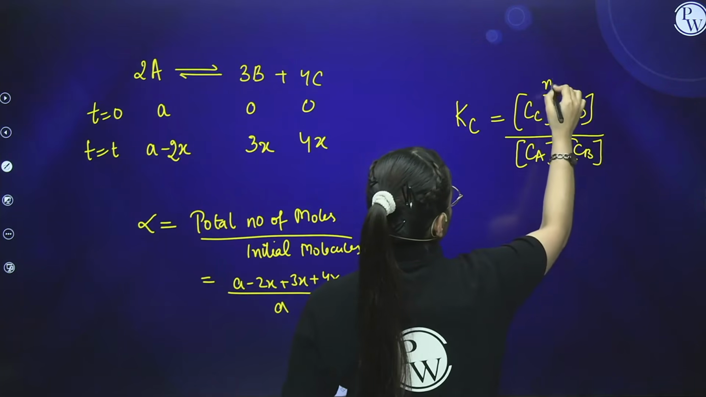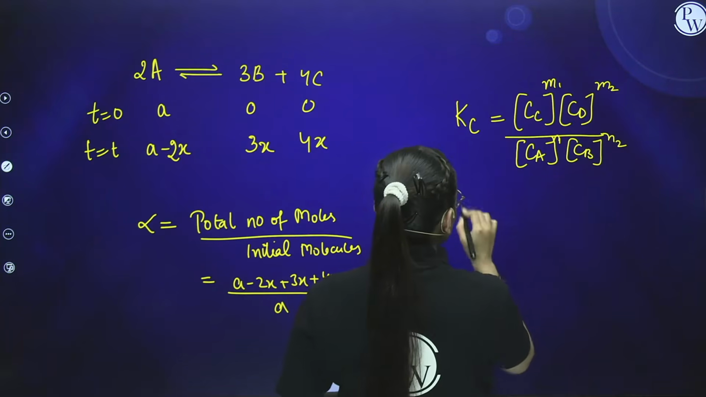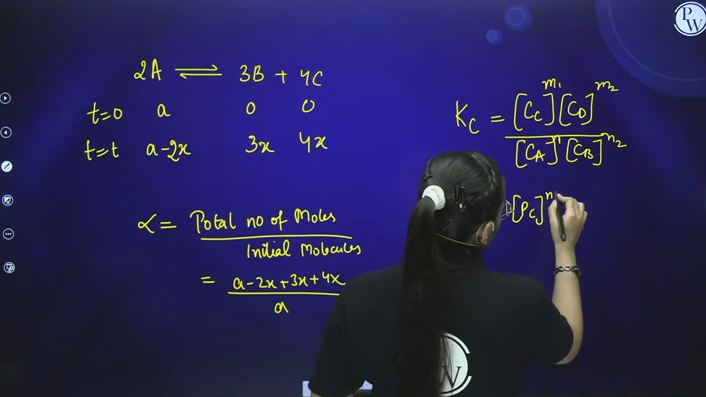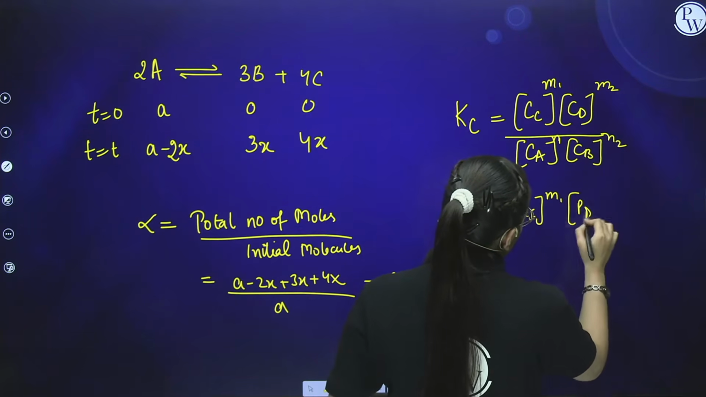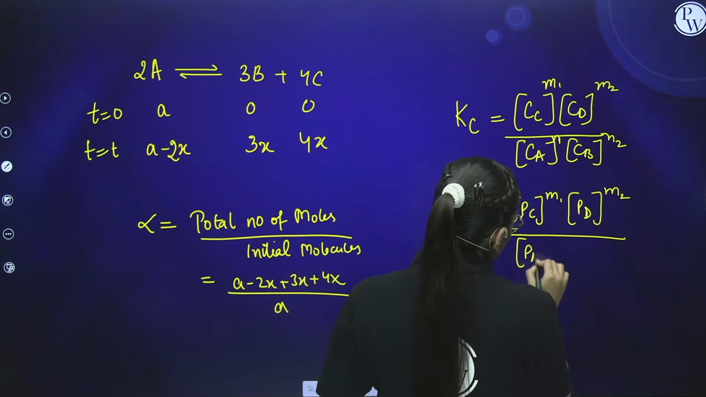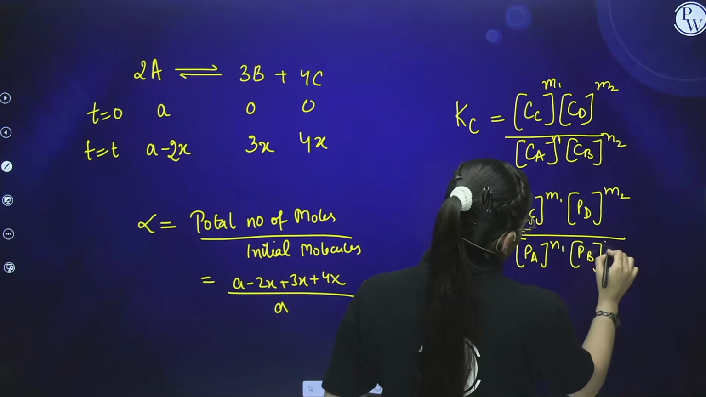Now the powers for this were M1, M2, N1, N2. What was the formula for Kp? Partial pressure of C power M1 into partial pressure of D power M2 divided by partial pressure of A power N1 into partial pressure of B power N2.